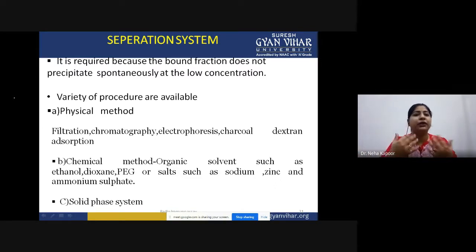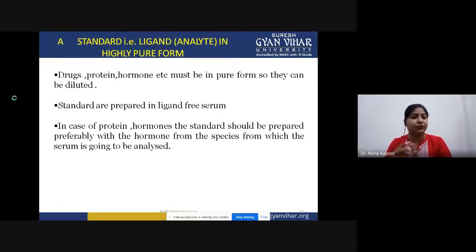However, you can go for chemical methods also. For example, you can use certain solvents such as ethanol, dioxane, or polyethylene glycol. You can use certain salts, such as sodium, zinc, or ammonium sulfate based salts. You can also use a solid phase system, onto which you can collect the bound form as one fraction and the free form as another fraction.